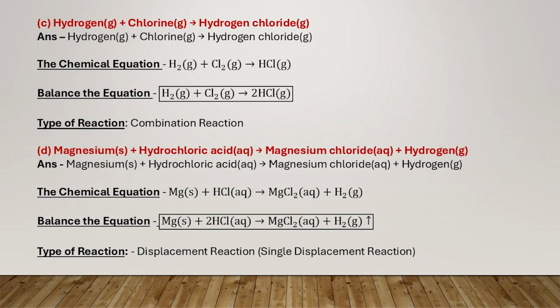D. Magnesium plus hydrochloric acid (aq) gives magnesium chloride (aq) plus hydrogen gas. The chemical equation: Mg(s) + HCl(aq) → MgCl2(aq) + H2(g). Balanced equation: Mg(s) + 2HCl(aq) → MgCl2(aq) + H2(g). Type of reaction: displacement reaction, single displacement reaction.